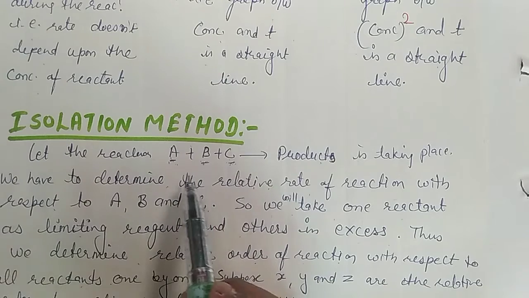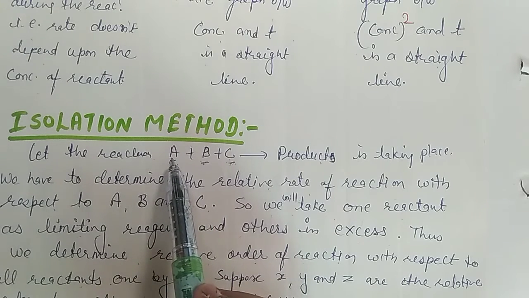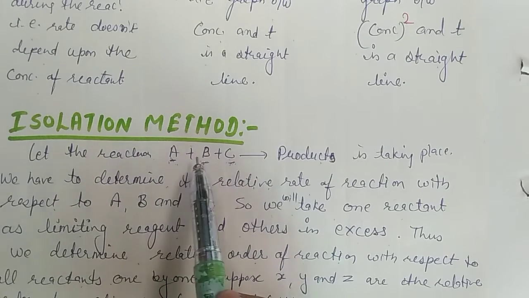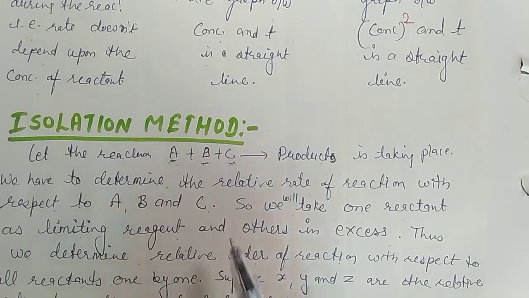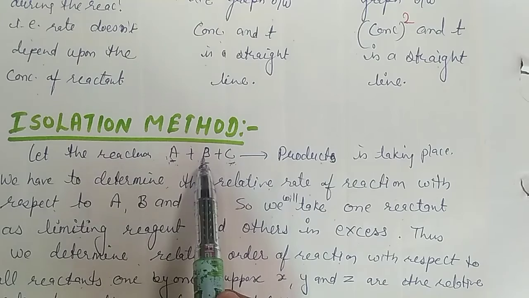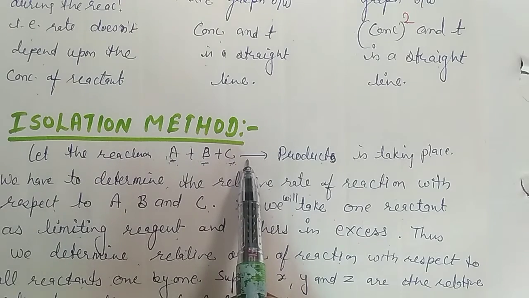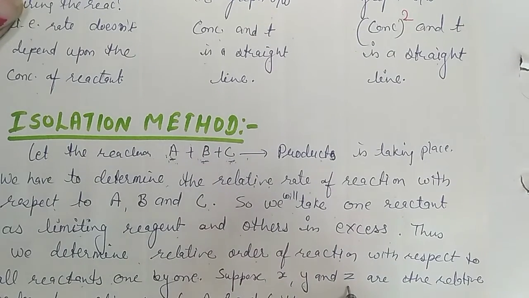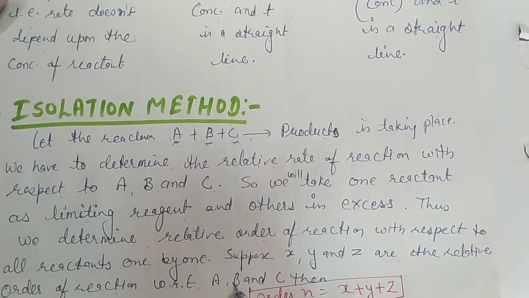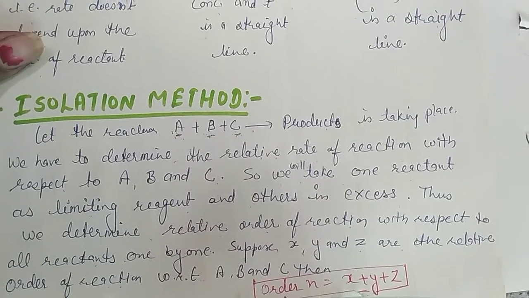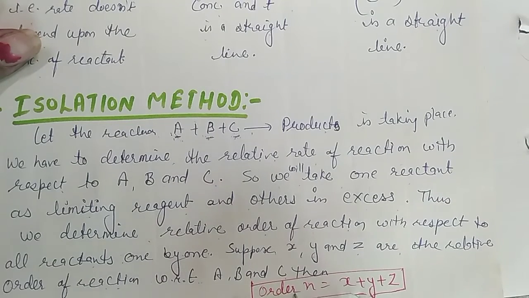Thus, we determine the relative order of the reaction with respect to all reactants one by one. For this, suppose we are determining the rate of reaction according to A, then B and C are in excess amount. One by one, we determine all the relative rates of reaction according to the reactants. Then suppose X, Y and Z are the relative orders of the reaction with respect to A, B and C. Then the overall order of reaction will be X plus Y plus Z.